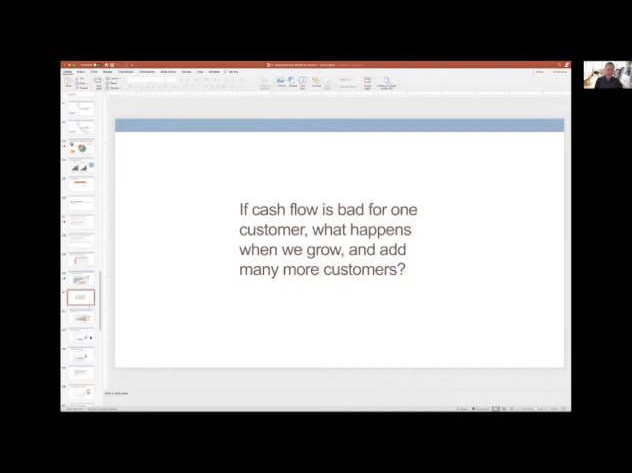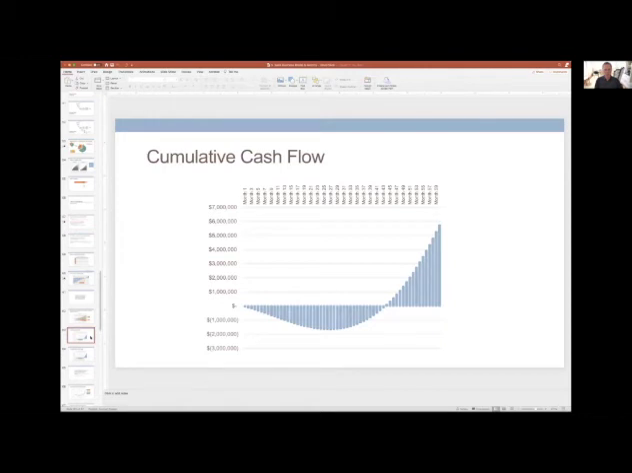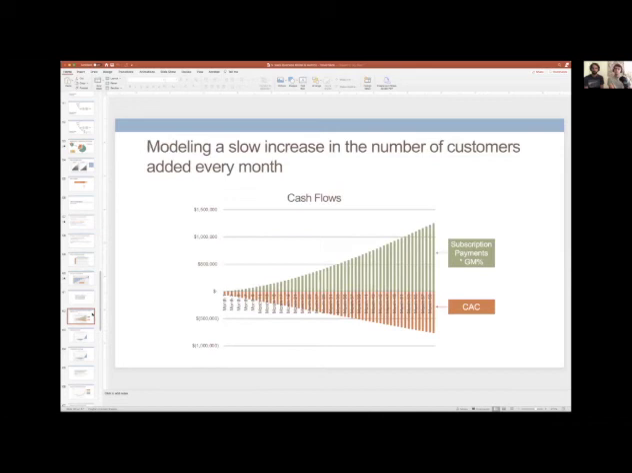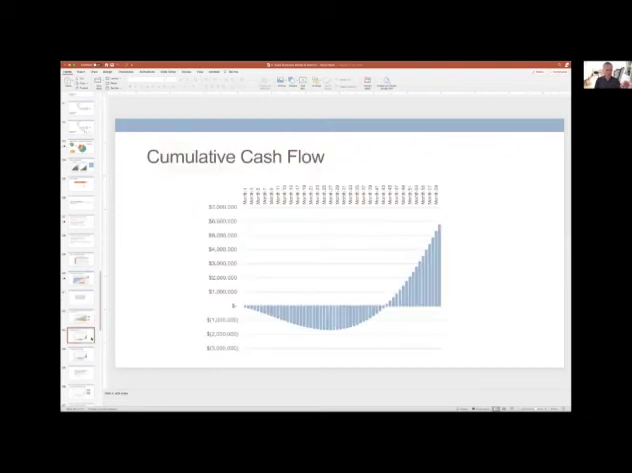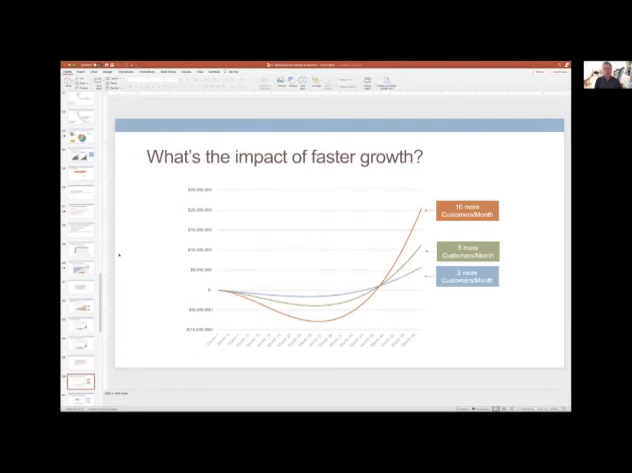So I'm just going to show you very quickly what happens if you add multiple customers. This is the cumulative cash flow. What did we do here? A slow increase in the number of customers every month, and I've forgotten how many customers I was adding. But basically what happens is you get a cash flow trough in every recurring revenue business because of this nasty problem where you have to spend money. And the other thing that happens with this is that the faster you grow your business, the deeper that cash flow trough is. So if you're doing really well and you're a highly successful SaaS business, you're going to have bigger losses.